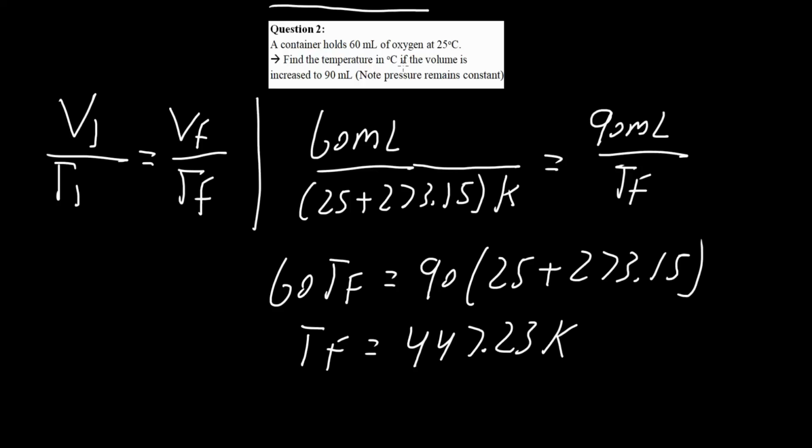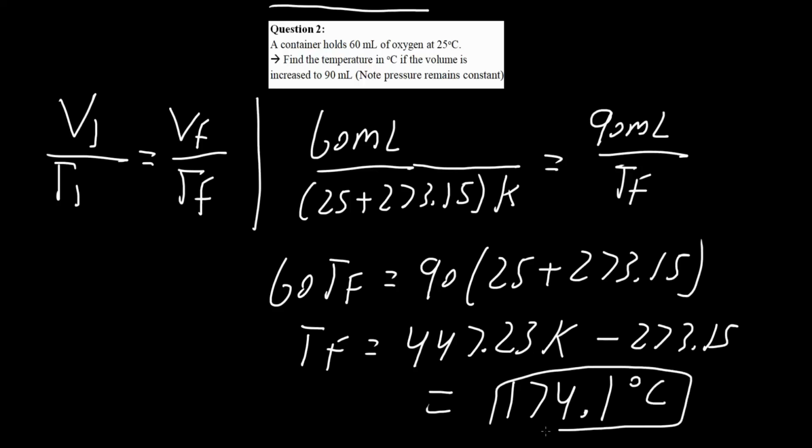Now we need to convert to Celsius. So going from Celsius to Kelvin, you add 273.15. But going from Kelvin to Celsius, you would subtract 273.15. So minus 273.15. And this right here will equal approximately 174.1 degrees Celsius. And this right here is our final answer to our problem.